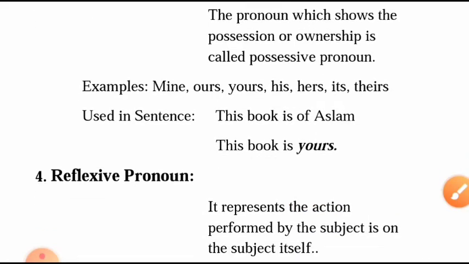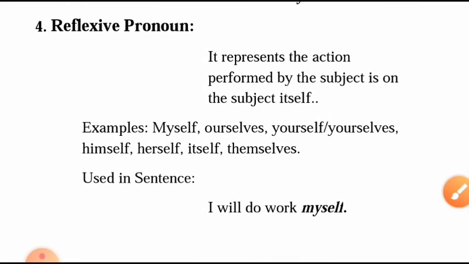Let's move to the fourth, which is reflexive pronoun. It represents the action performed by the subject is on the subject itself. So now the reflexive pronoun is going to be the object in the sentence. The place of the reflexive pronoun is going to be at the object. You could see a few examples to make it clear.